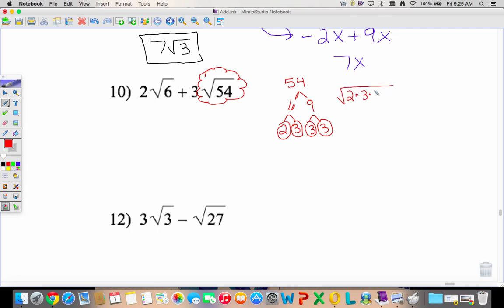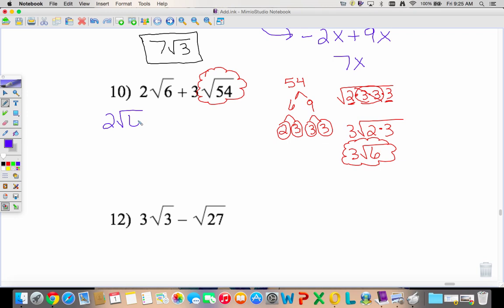So I'm going to do my square root. I have 2 times 3 times 3 times 3. Look for your pairs. I have a pair of 3's. Write it down, cross it off. So all I have left inside the square root is a 2 and a 3. So that's 2 times 3. 2 times 3 is 6, so we have 3 square roots of 6. Okay, so again, this answer right here is just square root of 54 simplified.